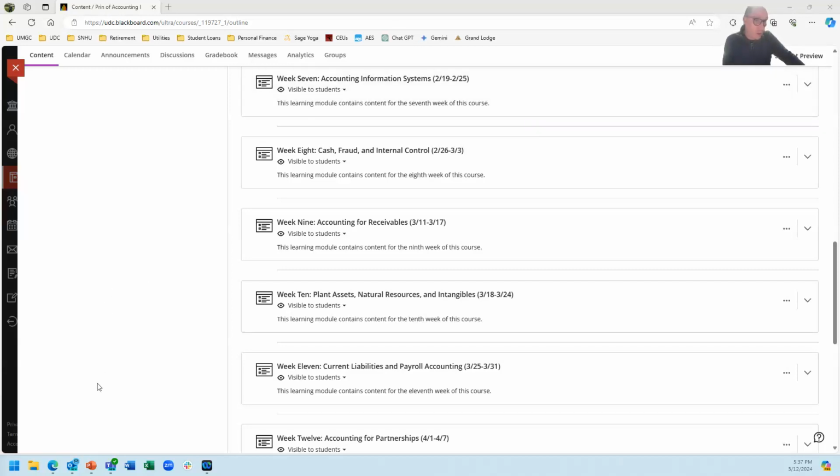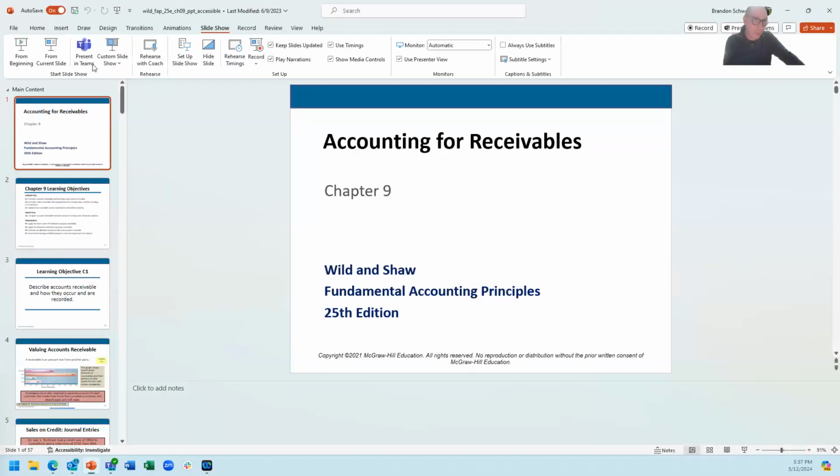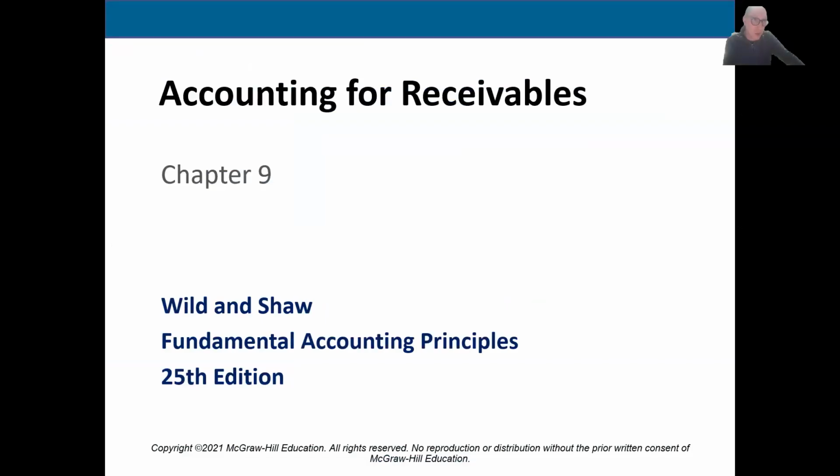Okay, let's jump into our week 9 conversation on accounting for receivables. Now, the first question I have for you is, what's a receivable? Who can answer that question for me? What is a receivable for the business? What does it mean to have a receivable? Isn't that money that's owed to the company? Yeah, exactly. You're right, Sam. So it's money that's owed to us. It's money that's owed to the company.